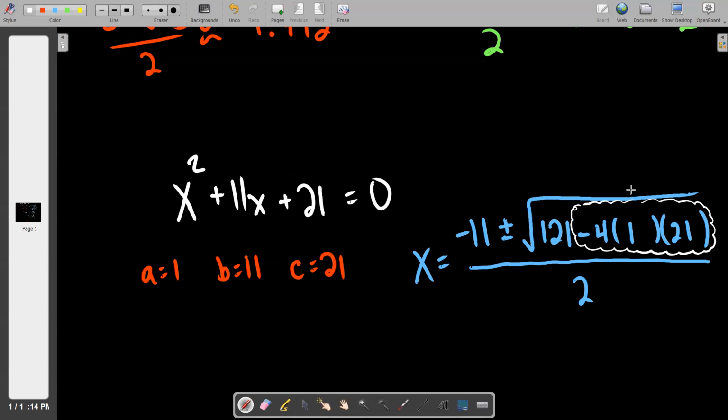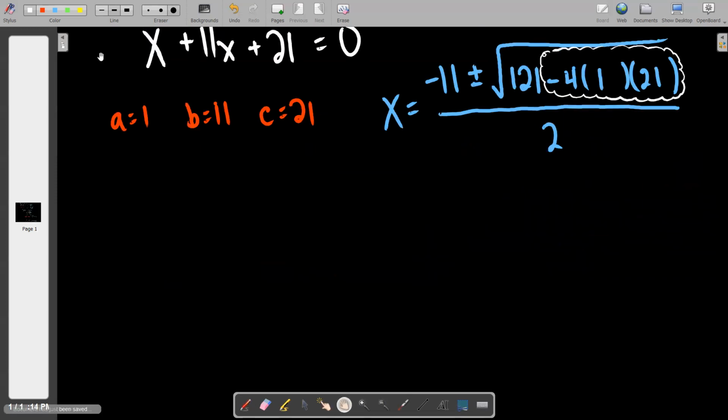So what is 4 times 1? -4. Honestly, don't even worry about the signs because we've already established that it's going to be negative. So let's just go 4 times 1 is 4. And what's 4 times 21? Perfect. So my next line down should say -5 plus or minus -11.